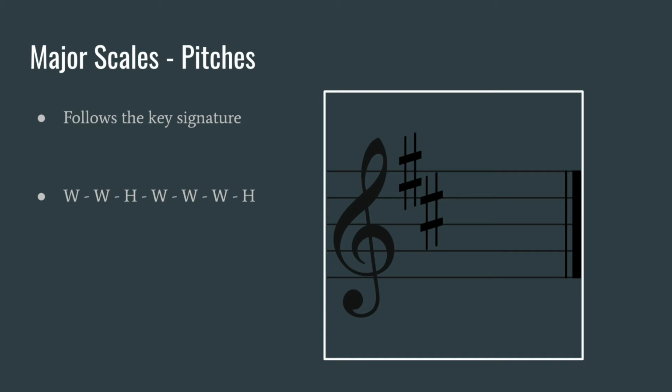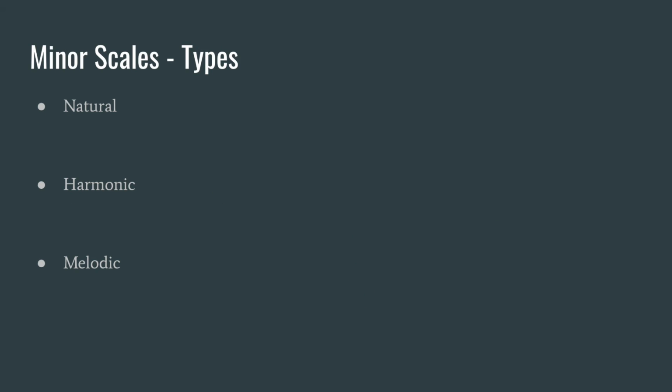scales. If you remember from our lesson on whole and half steps, a major scale has a consistent pattern of whole and half steps. Beginning with the tonic, the pattern goes whole step, half step, whole step, whole step, whole step, half step, ending again on the tonic.